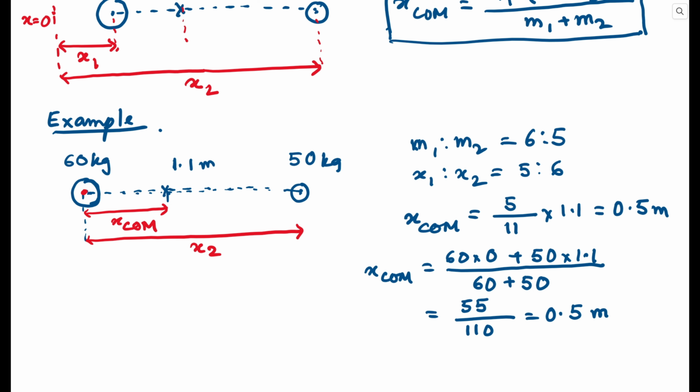Now, accidentally, if you have chosen the reference point on the other object, so if you have chosen the reference point over here, and then you measured the position of the center of mass from this object, so you have measured this distance instead, then there's nothing to worry about. What you can do is subtract this distance from the total distance to work out the location of the center of mass from the other object. So that is perfectly fine as well.